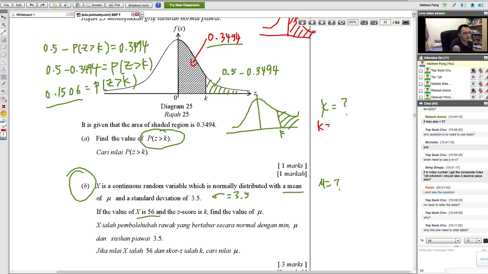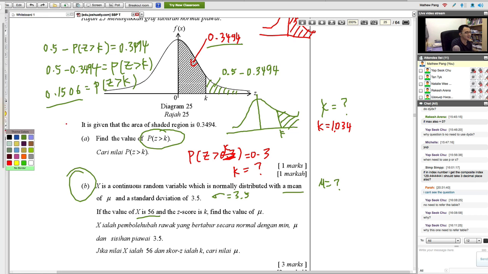K is 1.034. Why does this one need to refer to the table? Yeah, because you want to find the K value. If I say Z is bigger than K equals to 0.3, and I want to find what the K value is, then you will need to refer to the table. If not, you do not need to refer to the table because you want to find the unknown K. Meaning, if you want to find the Z value, you always need to refer back to the table.